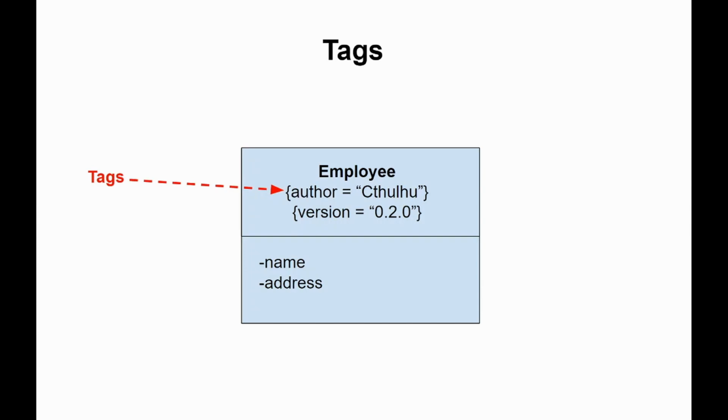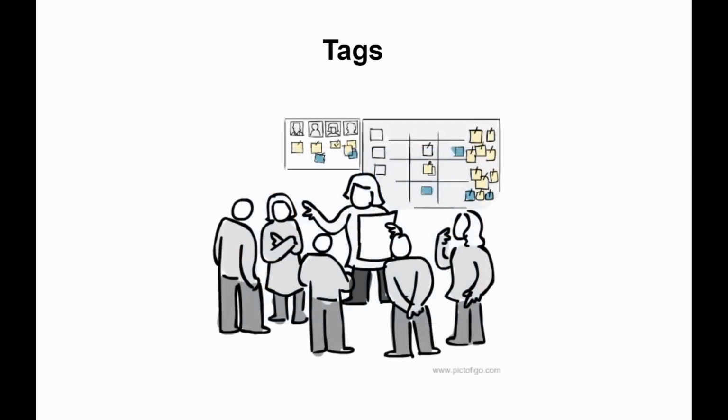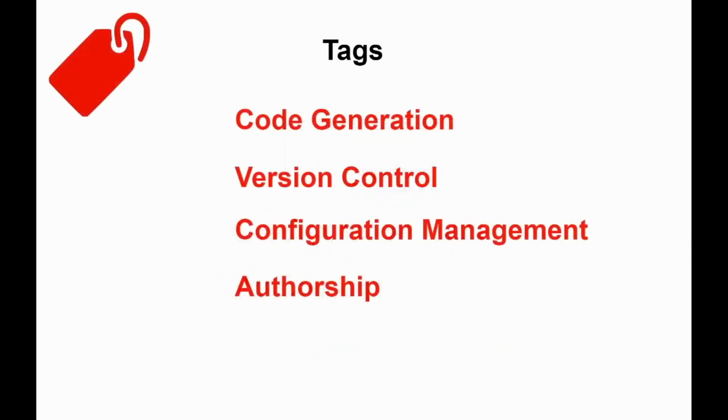For example, imagine a team that is responsible for assembling, testing, and deploying a system. For them, it is necessary to monitor the version and test results of the main subsystem, and this is where tags come in handy. Tags can also be useful to add properties to the model, such as code generation, version control, configuration management, and authorship.